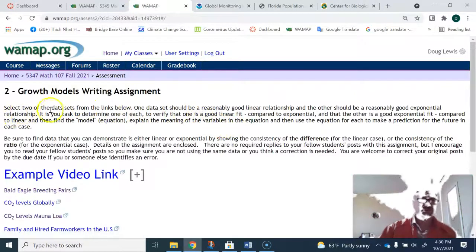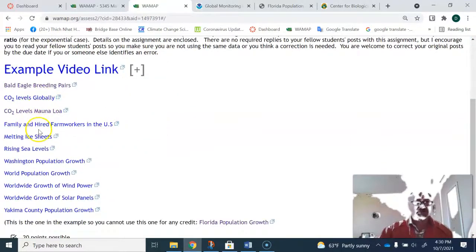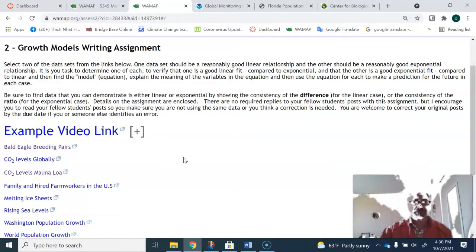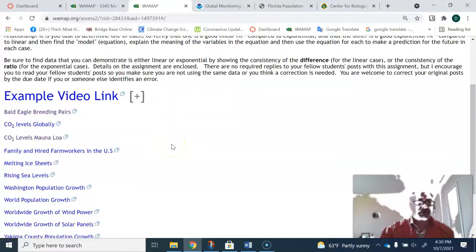It tells us to select two of the data sets from the links below, and here's all these links where you can get data. I'll show you a few of those.